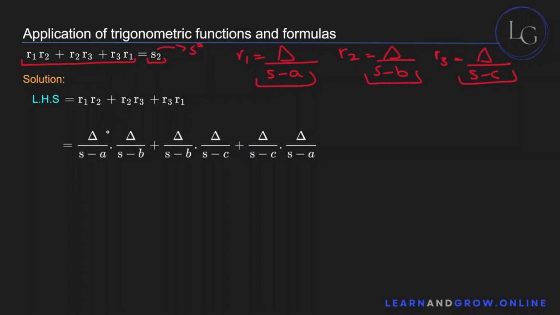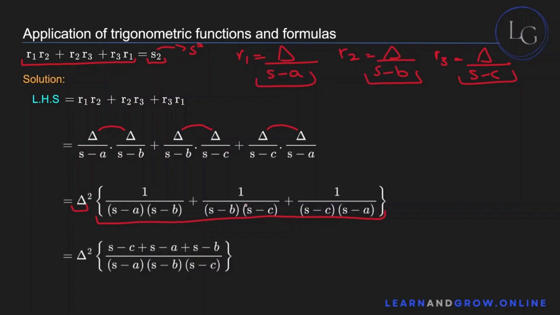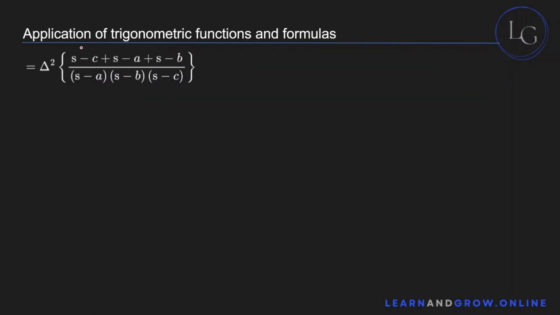So once you do this, you get area squared in all of the numerators, right? These two get multiplied, these two get multiplied, and these two get multiplied. So you get area squared in the numerators. Once you take this area squared common, you get this expression in the bracket, right? Now, once you take the LCM in this bracket, you get this expression. Now, you add up these S terms to get 3S, and from that you can subtract C, A, and B, right? A plus B plus C.